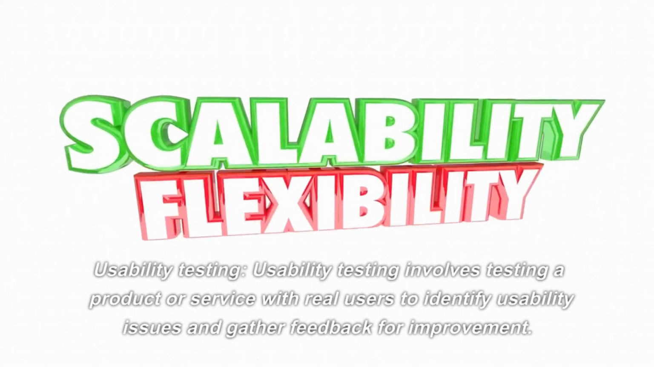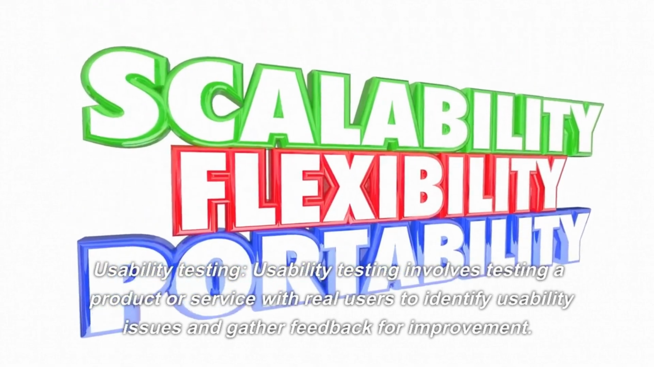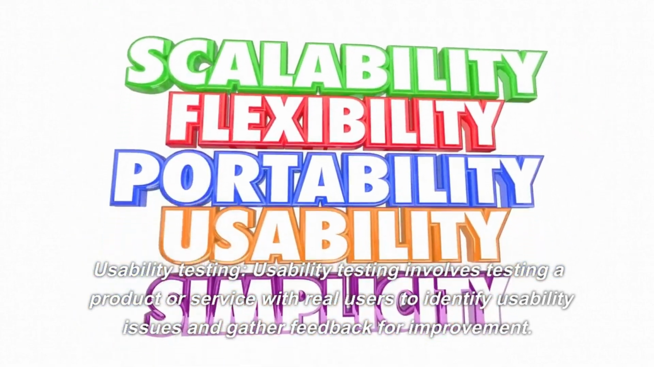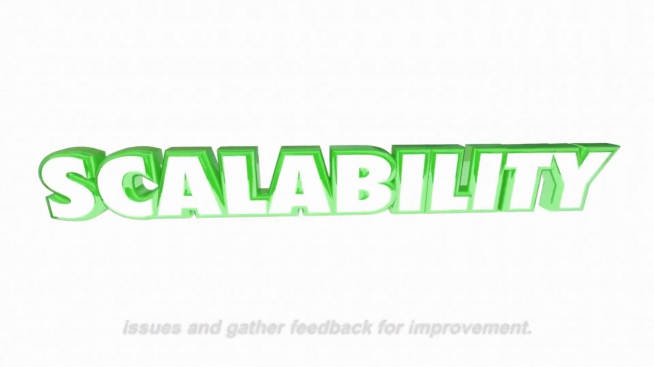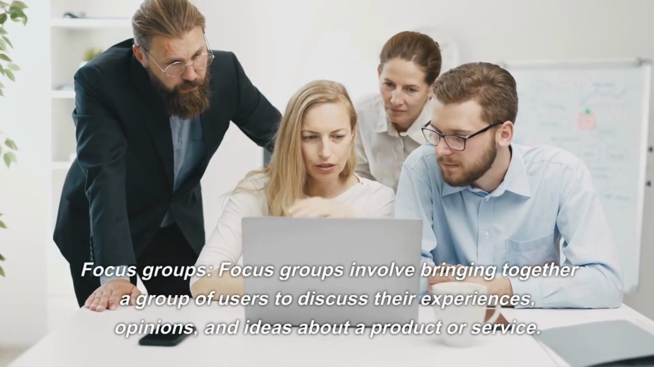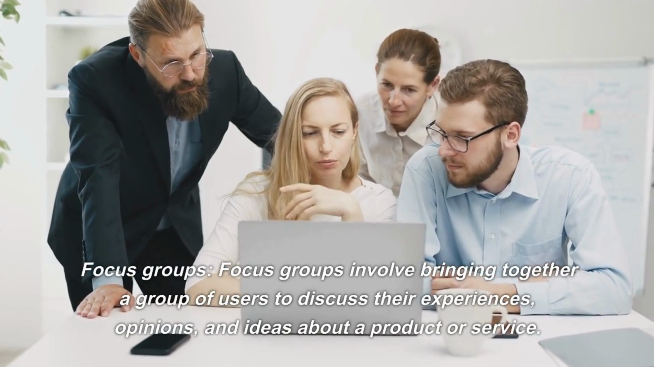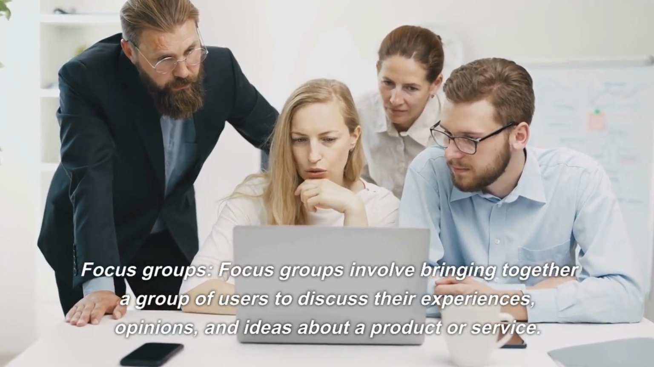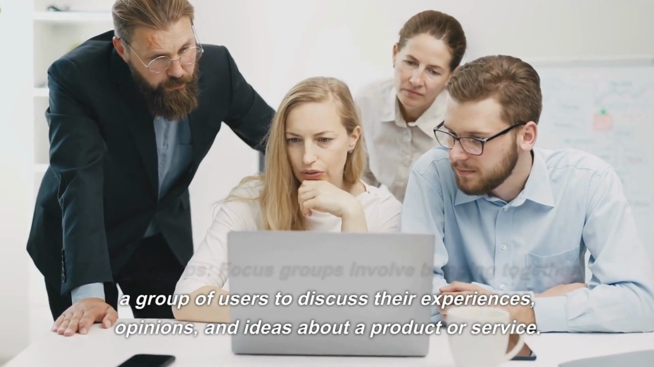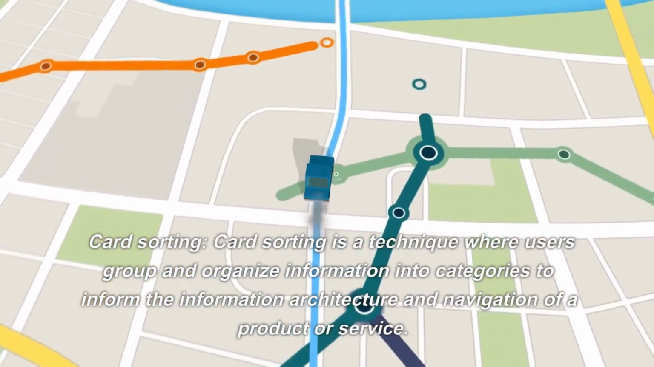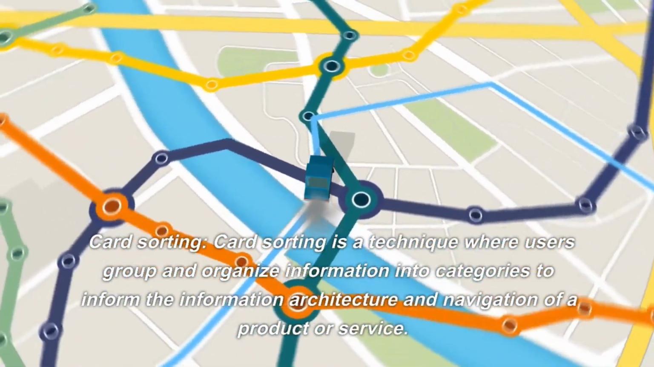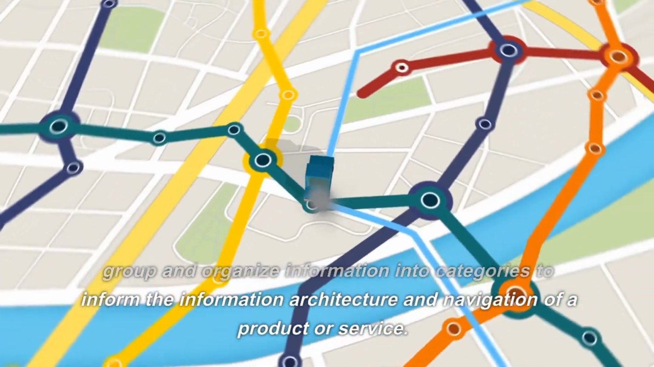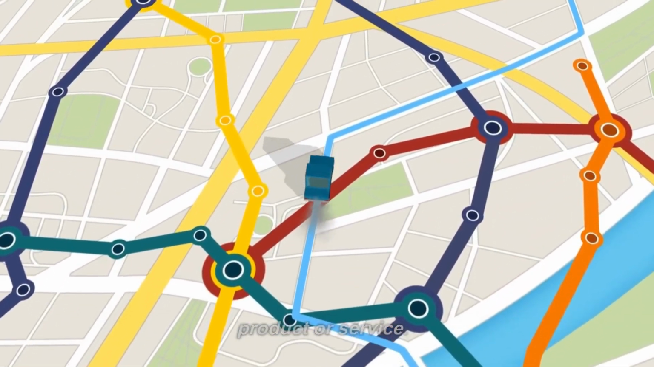Usability testing. Usability testing involves testing a product or service with real users to identify usability issues and gather feedback for improvement. Focus groups. Focus groups involve bringing together a group of users to discuss their experiences, opinions, and ideas about a product or service. Card sorting. Card sorting is a technique where users group and organize information into categories to inform the information architecture and navigation of a product or service.